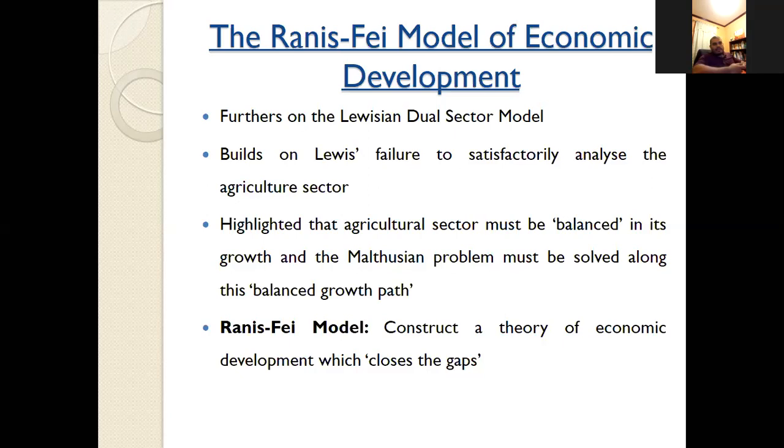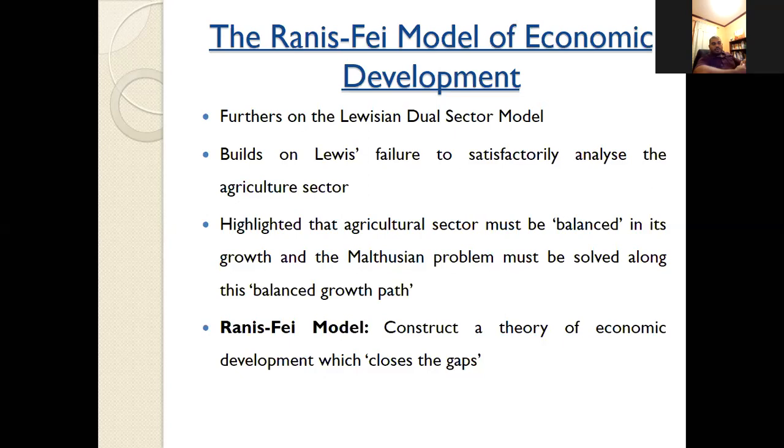So let me just continue on this bit here. That's just Lewis and that part of the model. But build on the fact that Lewis-Ranis-Fei, Gustav Ranis and John Fei, build on the fact that they see Lewis analyzing the agricultural sector in an unsatisfactory way. And they highlighted that the agricultural sector must be balanced in its growth.